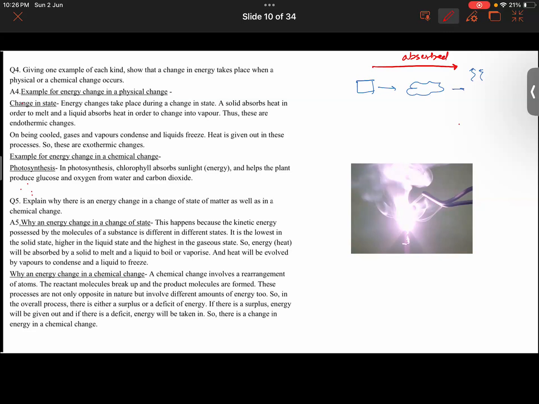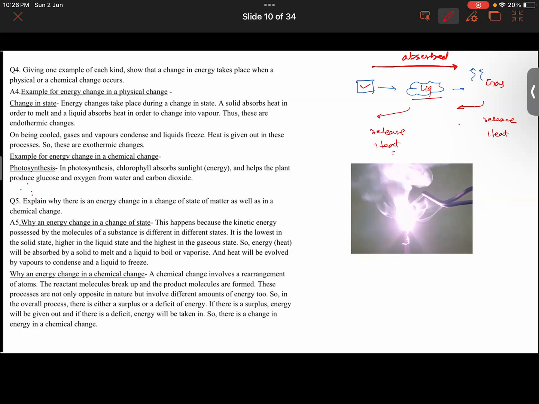right? So energy changes take place during a change in the state. A solid absorbs the heat. The solid will be absorbing heat in order to melt and convert into liquid. Liquid will further absorb heat to convert into the gaseous state. So energy is changing here. Upon cooling, the vapors will release the heat. Upon cooling, the gases will convert into the liquid state, and they will release the extra heat they had. Liquid, upon converting into the solid state, will also release the extra heat they had.